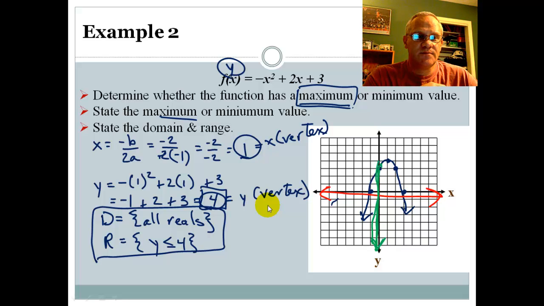Anyway, that's it for this section. Those are the couple of types of problems that you'll be working on, and then we'll move on from there. So that's a little bit about quadratic functions.